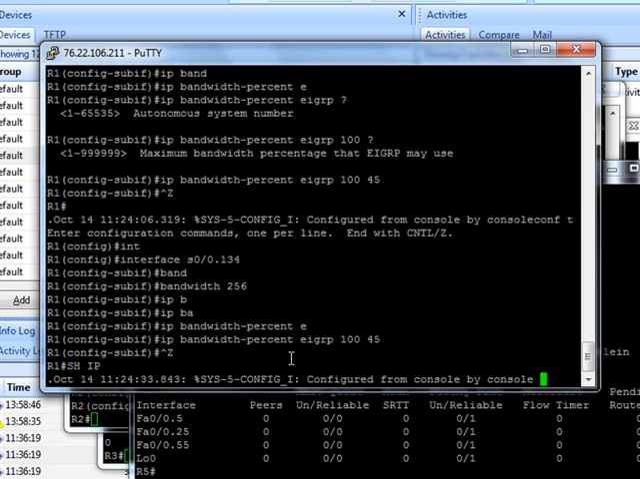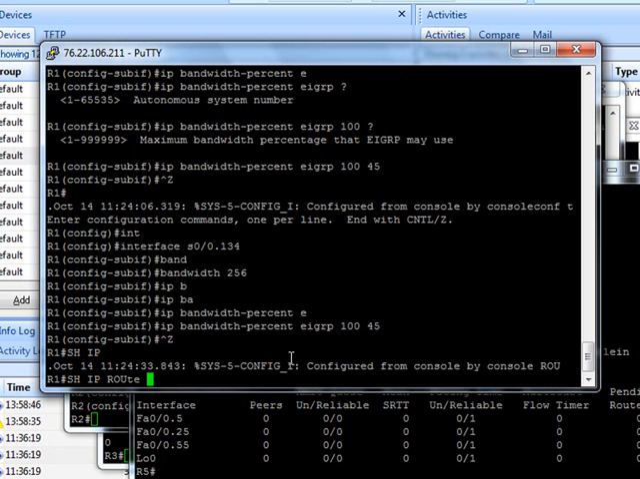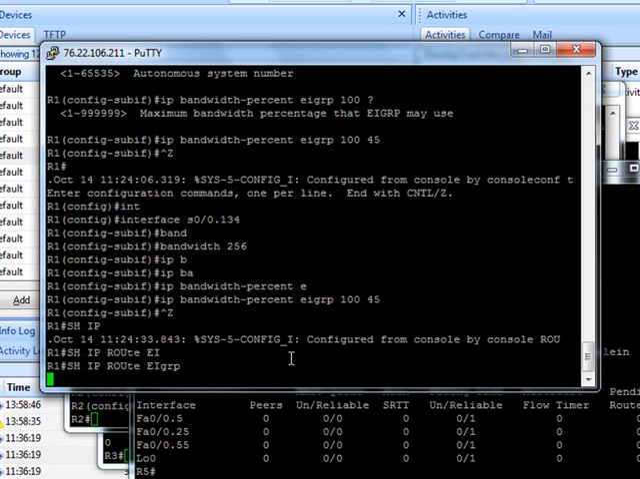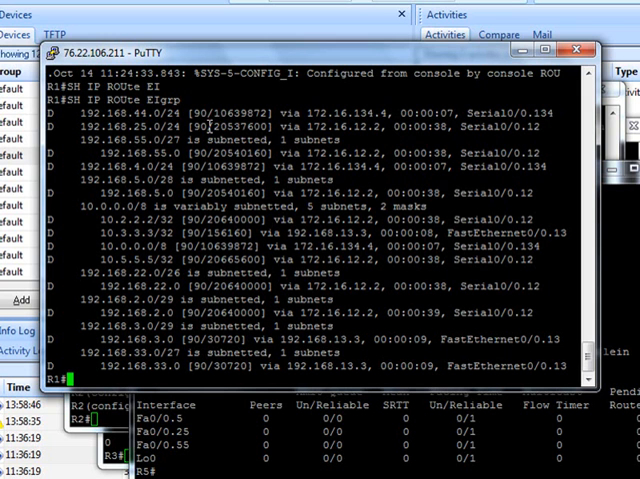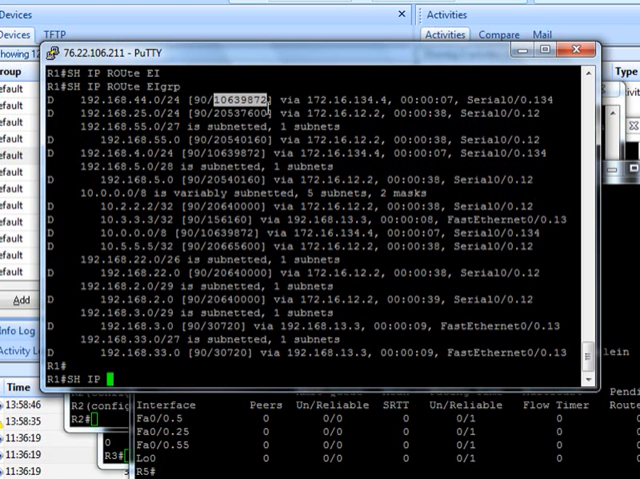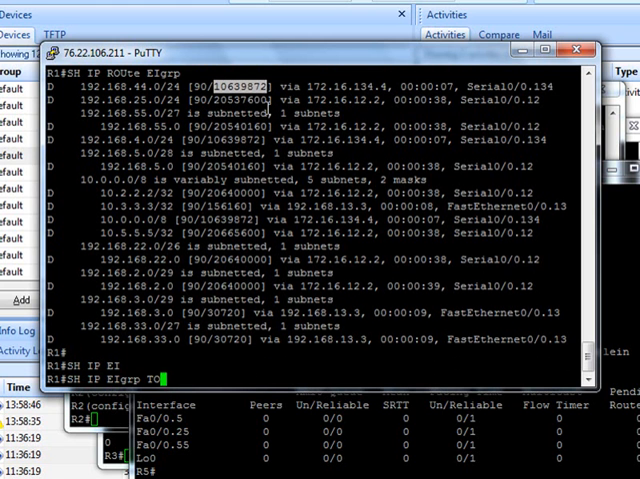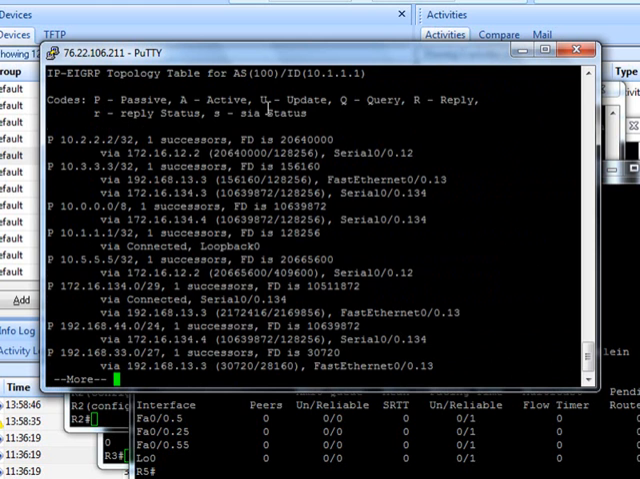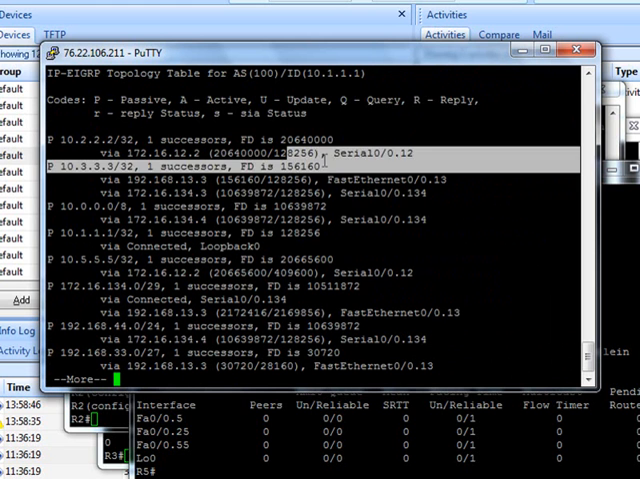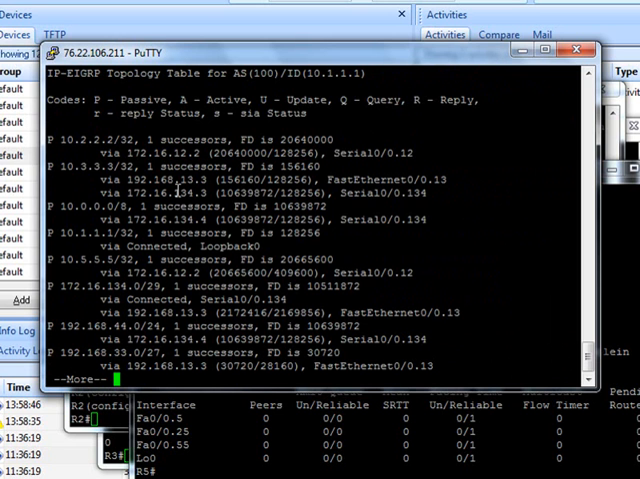And if you recall our discussion, we talked about feasible distance. There's the feasible distance of this particular route. We could do show EIGRP topology table. Feasible distance and reported distance, just like we talked about. Now notice here, there's one successor.